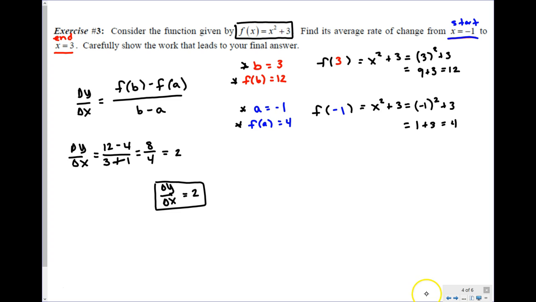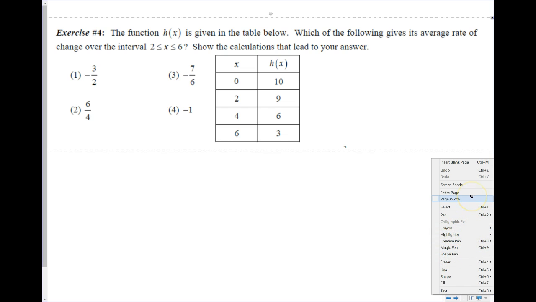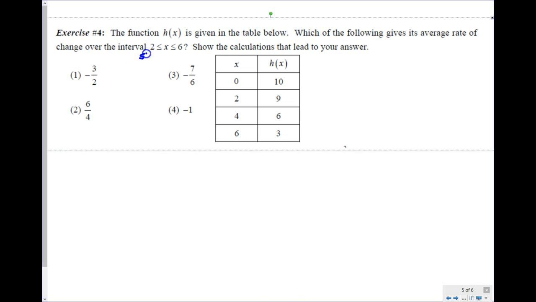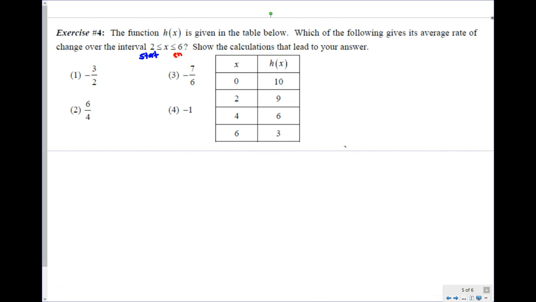Let's take a look at a table now instead of an equation. So this says, exercise 4, the function h of x is given in the table below. Which of the following gives its average rate of change over the interval x is between 2 and 6? So again, I'm thinking about 2 being my start value and 6 being my end value. And I'm going to use the exact same formula I used last time: f of b minus f of a over b minus a. That's the formula I'm using.